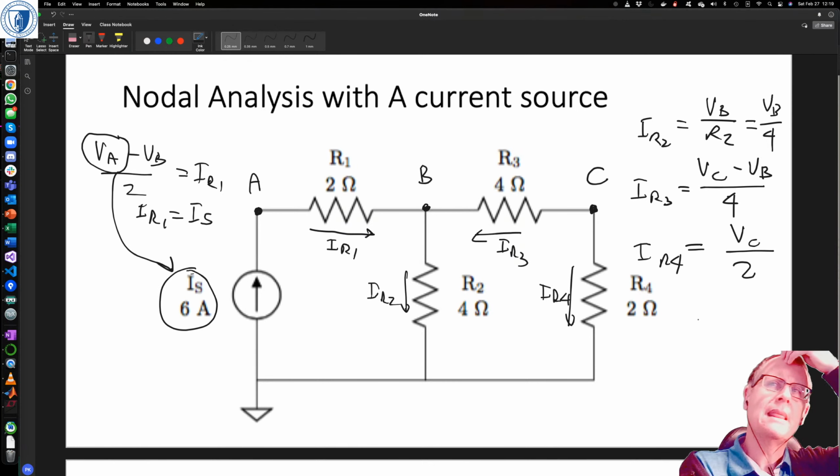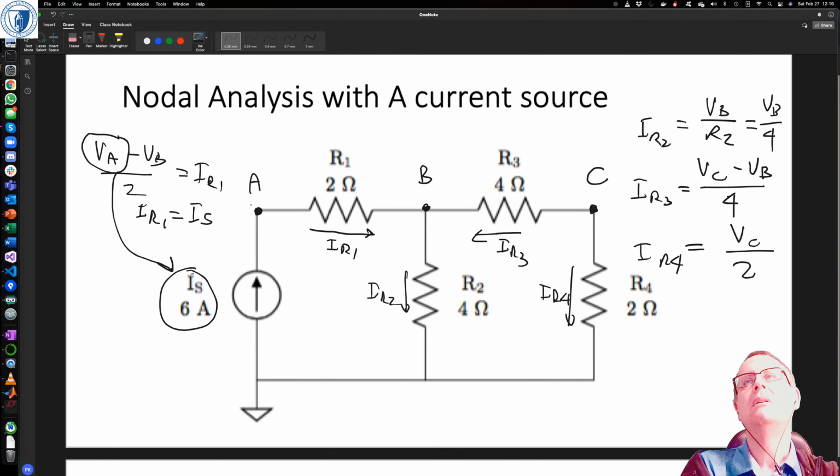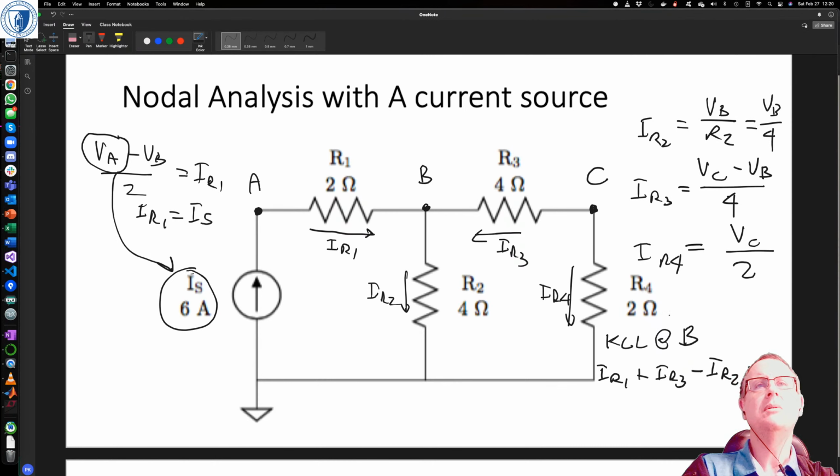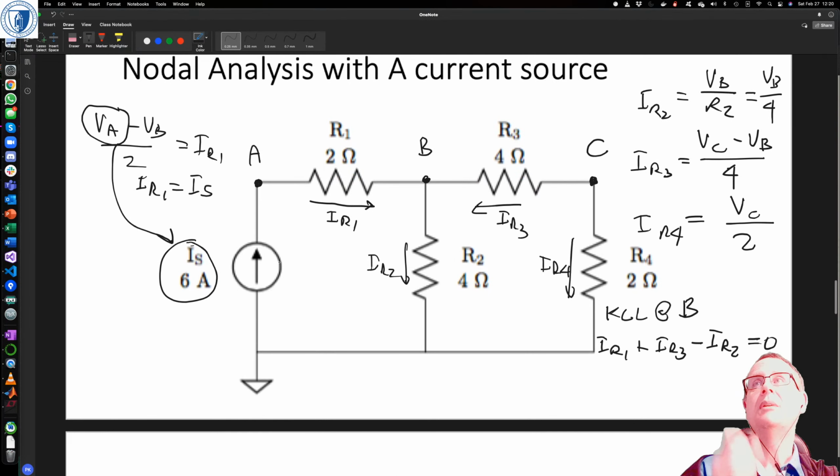So we already know the currents flowing through here, so we don't have to do KCL at node A, but KCL at B. We have IR1 plus IR3 minus IR2 equals 0, and we can write that down as: IR1 is IS, so it's 6, plus IR3, which is VC minus VB on 4, minus IR2, which is minus VB on 4. That equals 0.